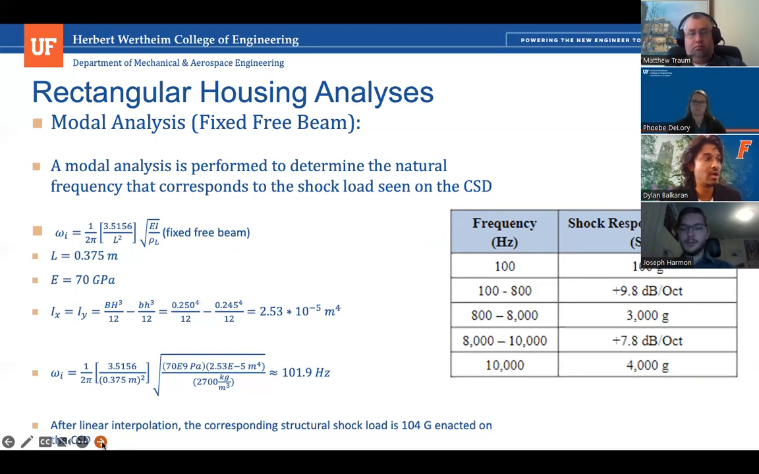And the shock response spectrum only assumes that you use a single degree of freedom system. So then we would only need to use the natural frequency for the first mode. And so after linear interpolation from the chart shown, we were able to derive a shock load of 104 Gs that is enacted on the system.